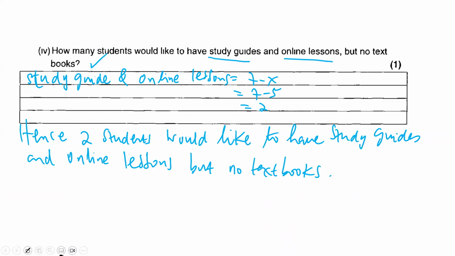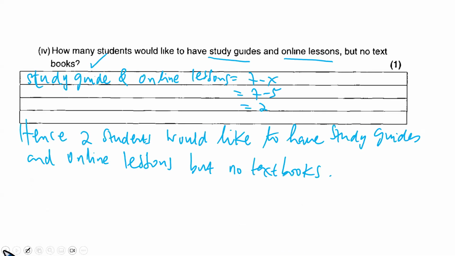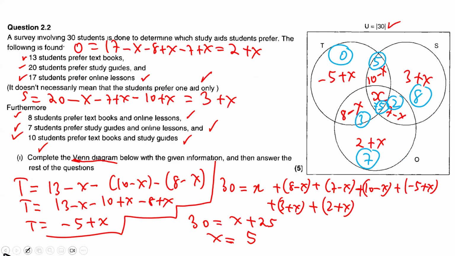Let's look at the next question. But you would also realize that in this particular case, it is something we have done already, the 2. You could just take the 2 and say 2 students prefer study guides and online lessons, but no textbooks at all. Next question.